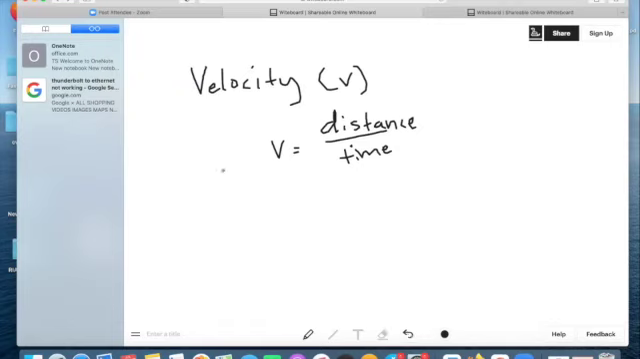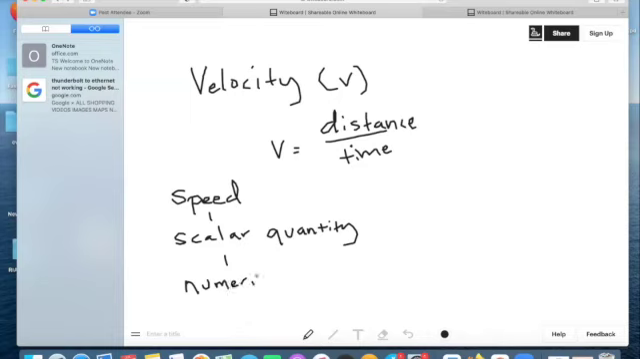All right. So again, speed and velocity are interchangeably used. Speed is your scalar quantity, which is the numerical value. And then your velocity is your vector quantity.